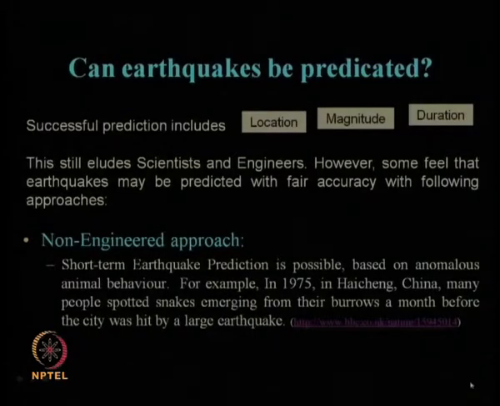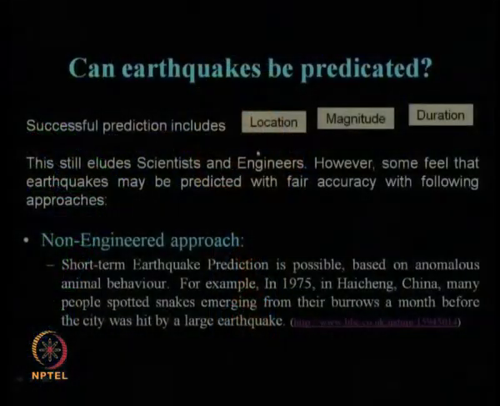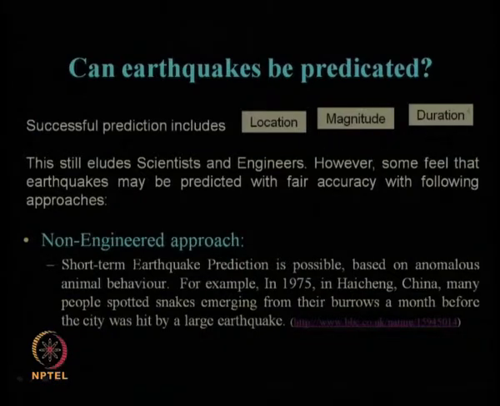Now, let us come back to that issue whether earthquakes can be predicted or not. What do we understand by this term, earthquake prediction? If we want to predict an earthquake successfully, then what are the things we require to obtain? For a correct prediction of an earthquake, one must know these three important things: location of the future earthquake, magnitude of the future earthquake, and duration of the future earthquake. So, these three are the important parameters which must be known if we want to make a successful prediction of an earthquake. But this still eludes scientists and engineers.